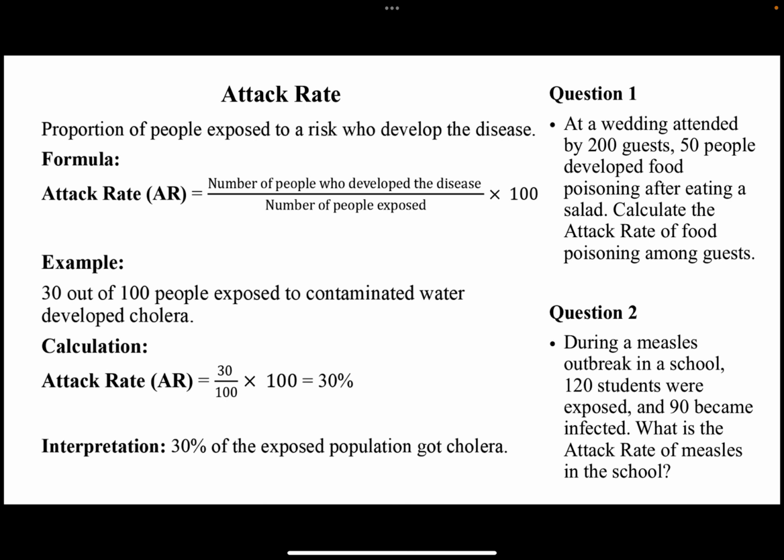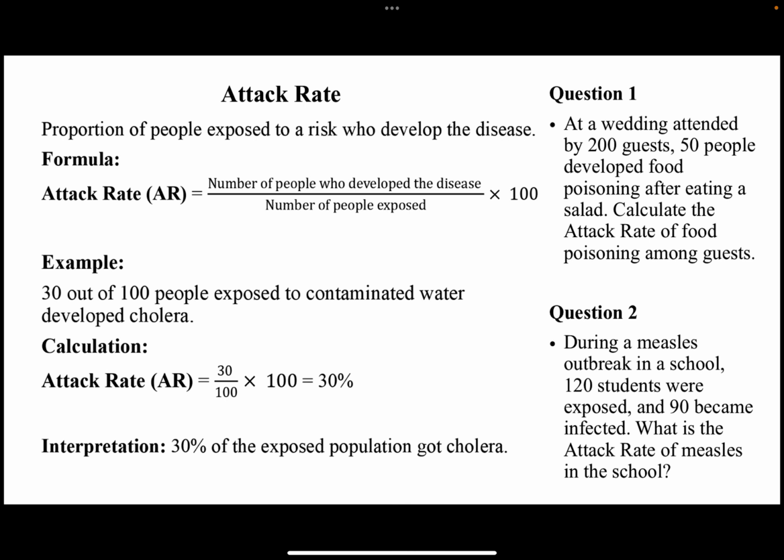That's the meaning. And you see, you shouldn't just be interested in performing the calculation. The interpretation is more important in epidemiology. Okay, so 30% of the exposed population got cholera. Now, let's look at our first question.